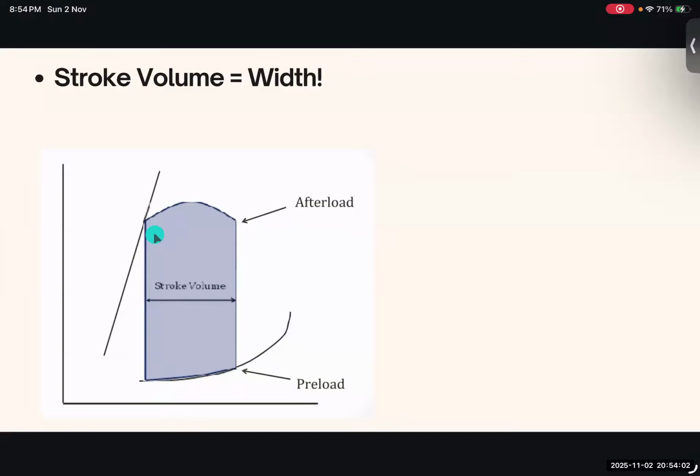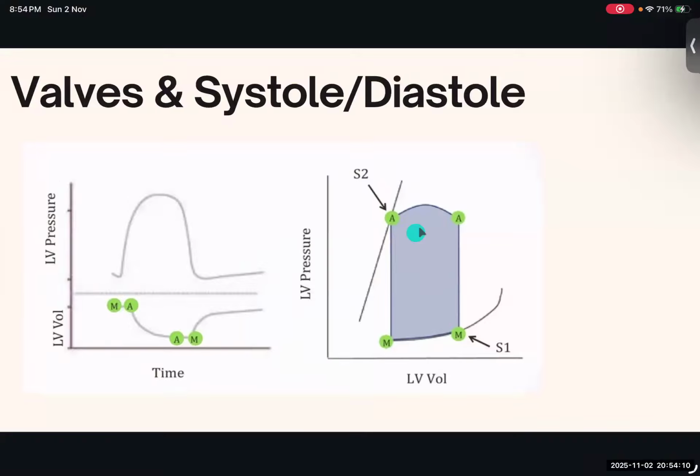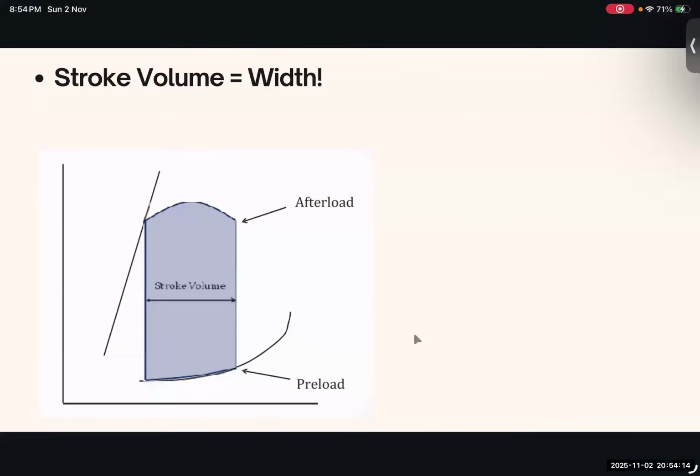This is the end systolic volume. Why is it the end systolic? Because this is the end of contraction. All of the blood has been pushed out, and the aortic valve is going to close at this point. A stands for aortic, M stands for mitral. Disclaimer, this is only for the left heart, okay? So the difference between those two, the width of this pressure volume loop, is going to be the stroke volume of the heart. You see how it ties everything together?